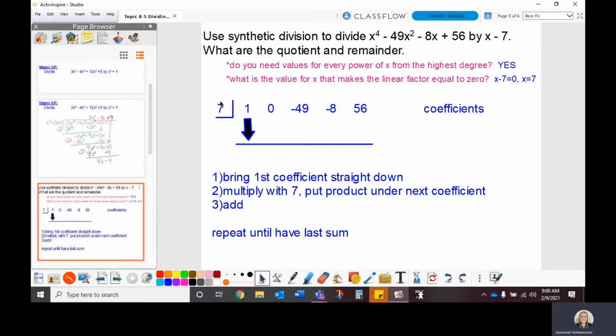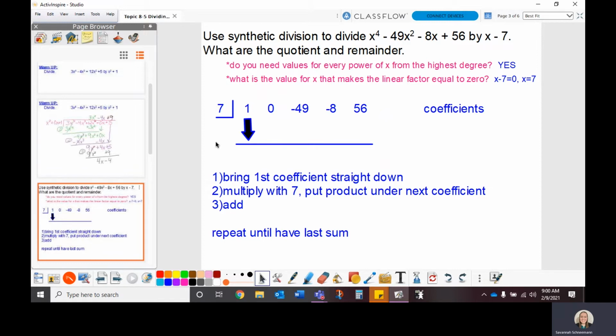Over here, you put your divisor, which is x minus 7. You have to make the value of x equal to 0. So x minus 7, you set that equal to 0, so you get x equals 7, which is where we get that 7 right there. So we have our coefficients over here. We have our solution to our divisor here.